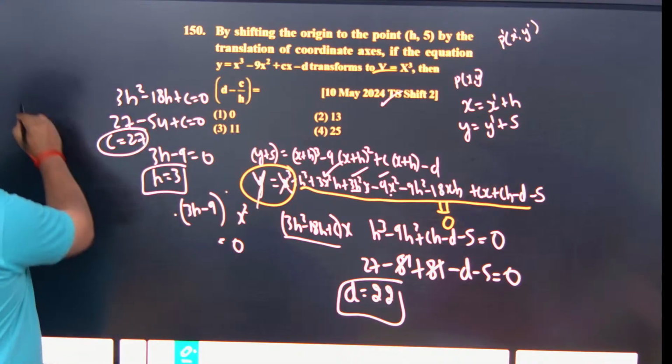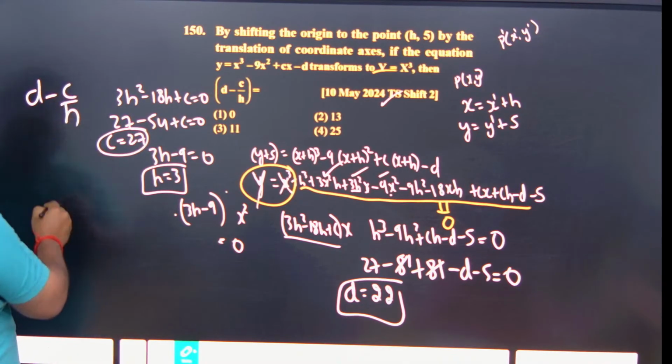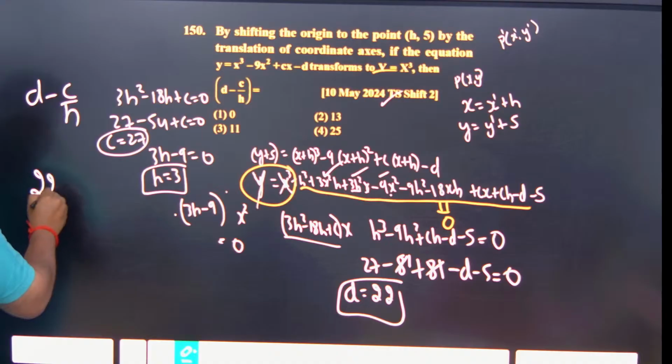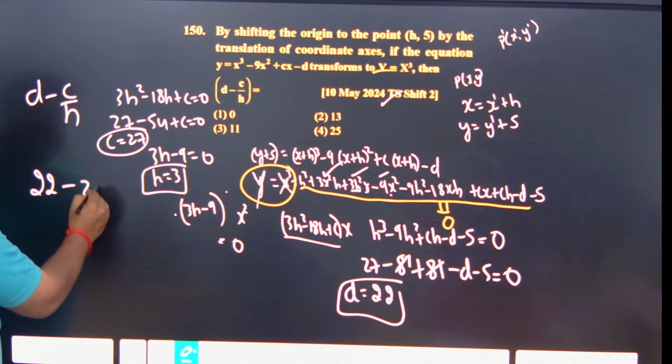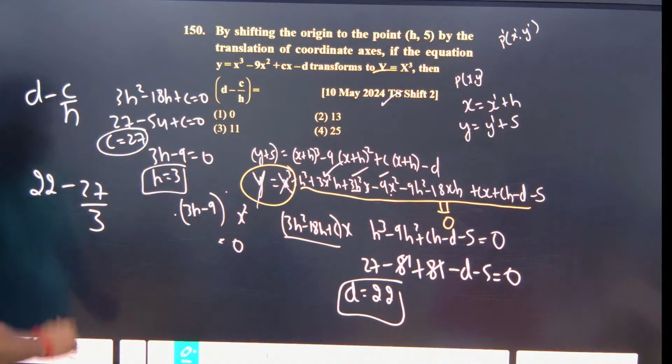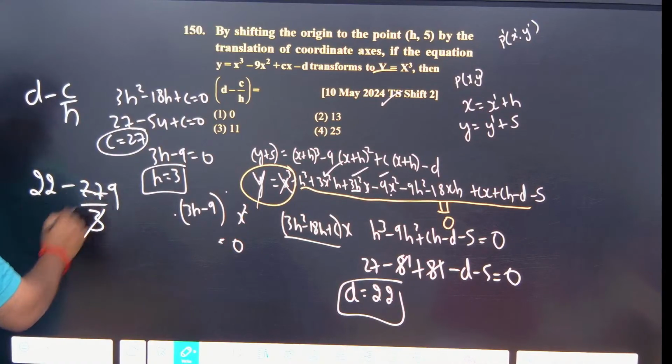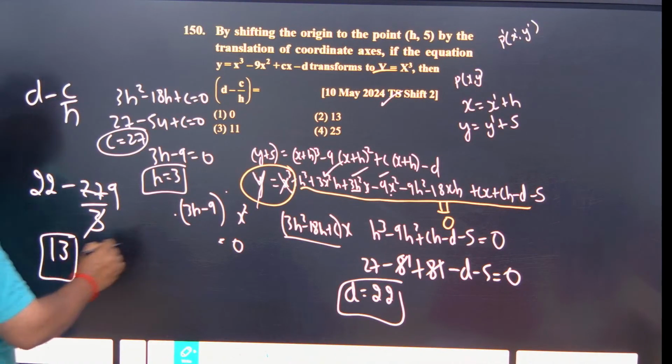What they are asking is d minus c by h. D is 22, minus c, which is 27, by h, which is 3. So 3 nines are 27. 22 minus 9 is 13. So what is the answer?